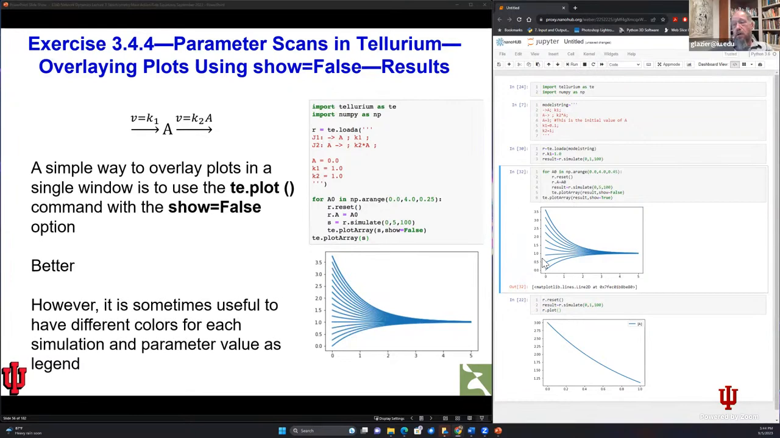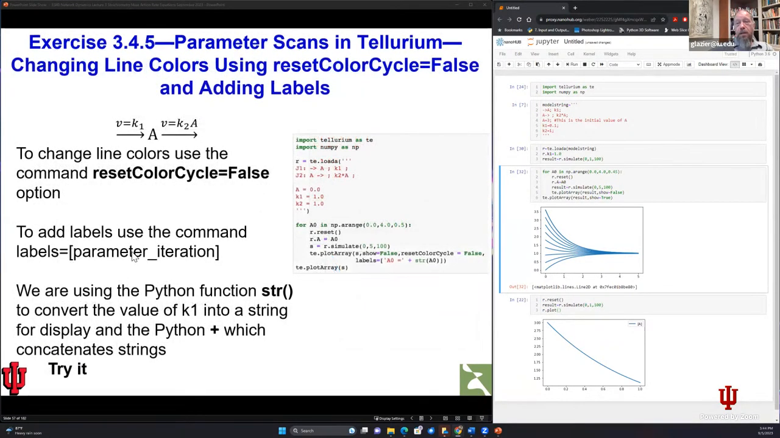Okay, one thing you might want is to have the colors be different for the different lines. There's a not particularly beautiful command, which is called reset color cycle equals false. That means that each time it goes through, it gets a different color. So you set reset color cycle equals false. And now I get different colors.